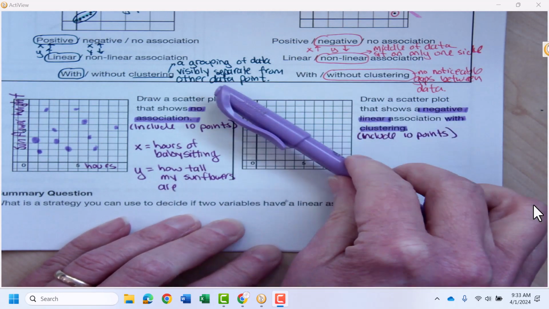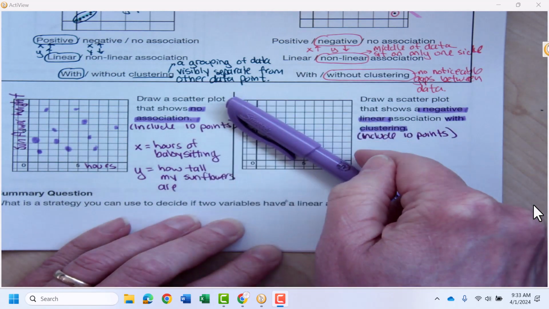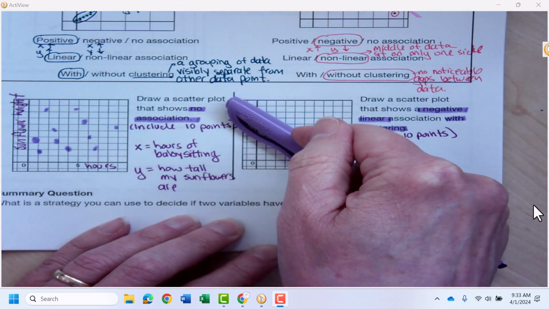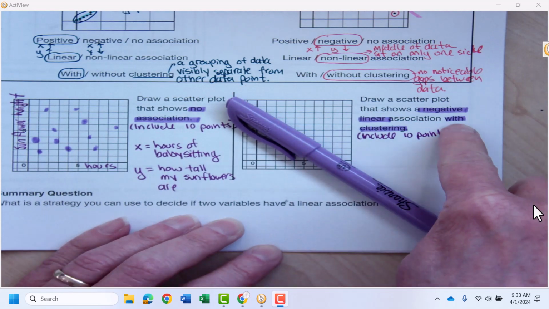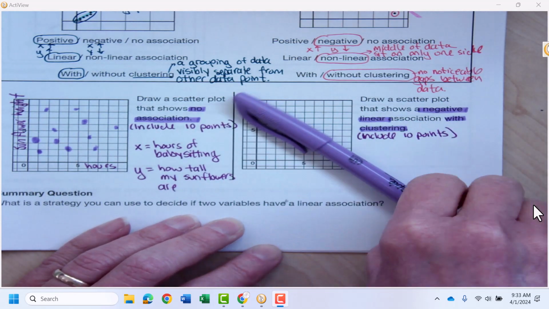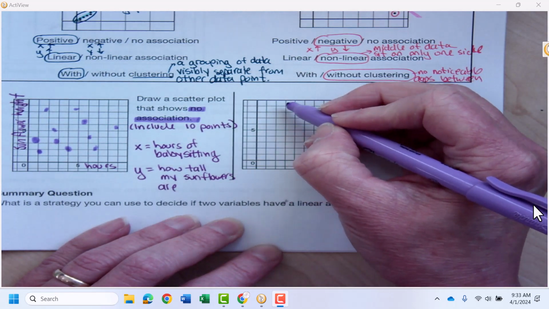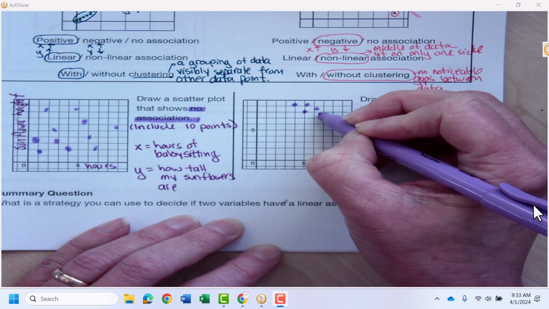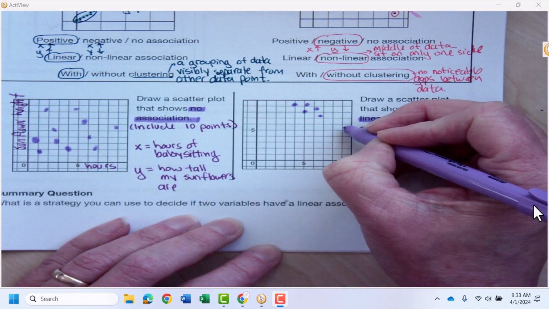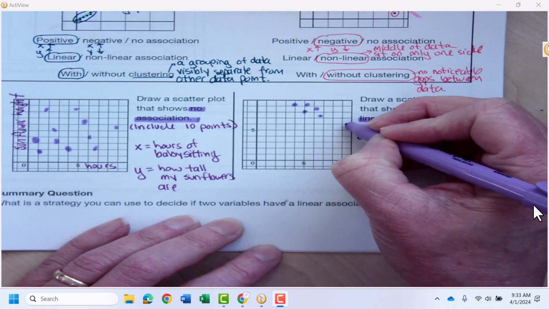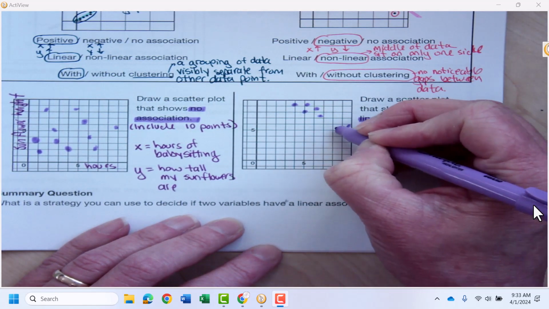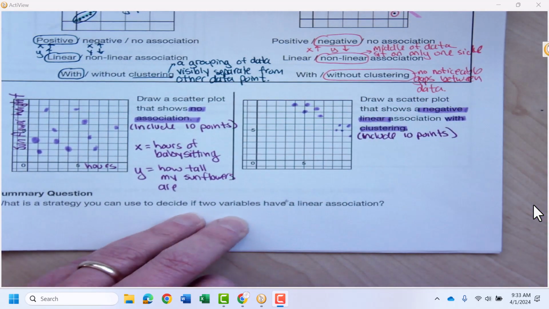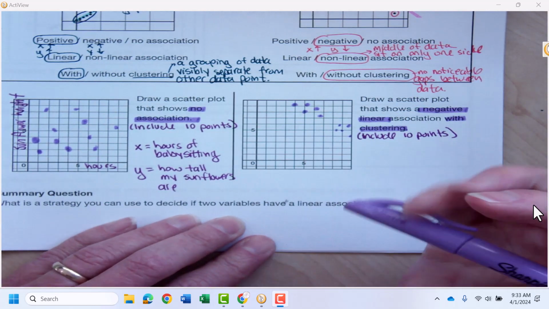So if it's negative, I know I want it to decrease from left to right. If it's linear, I know I want it to kind of fall along a line. And if it has clusters, I know there's going to be gaps. So I'm going to make 5 pieces of data there. I probably didn't leave enough space here. And then there. Okay, I'm going to call this a gap. I was a little hasty in placing my dots earlier.